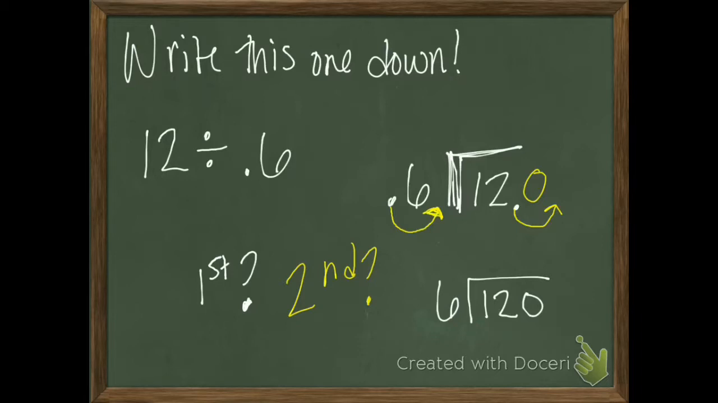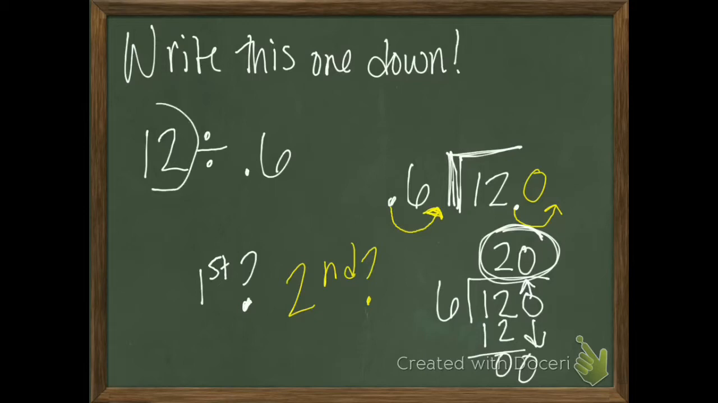Well, we know 6 goes into 12 2 times. 2 times 6 is 12. Drop down your 0, or you could just pop it back up since you have double zeros, and your answer is 20. So I want you to look at this real quick. When you're dividing a whole number by a number that's smaller than 1, so in this case our whole number is 12, your number that's smaller than 1 is 0.6, your answer will always, always, always be bigger than what you started with in your whole number.